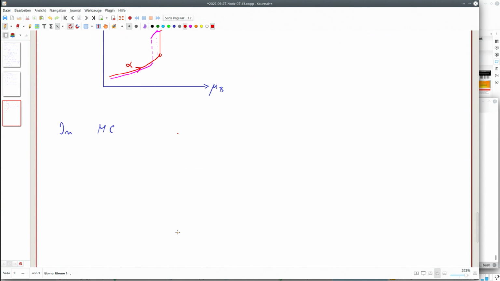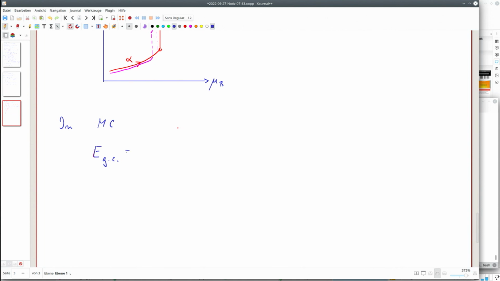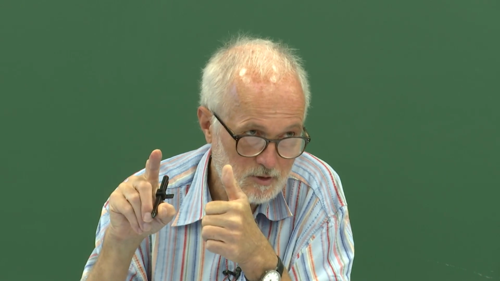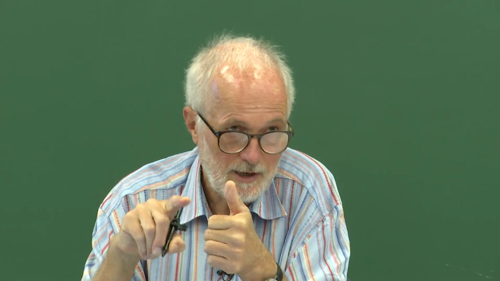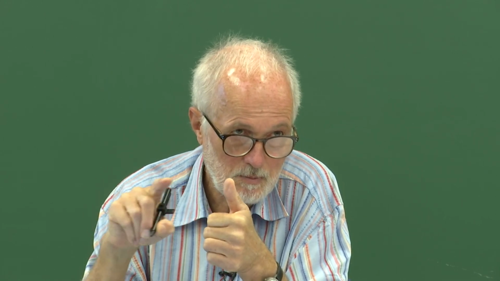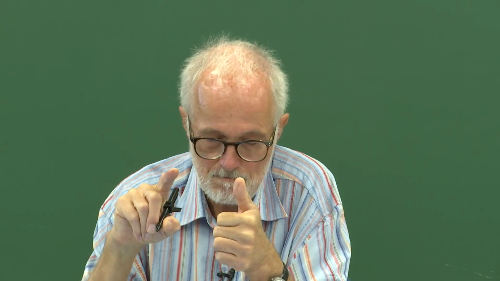So how do we implement it in Monte Carlo? Very similar to what we had before. The total energy in this grand canonical, it's not really grand canonical, semi-grand canonical. We keep the total number of atoms constant, but allow an A atom to become a B atom and a B atom to become an A atom.